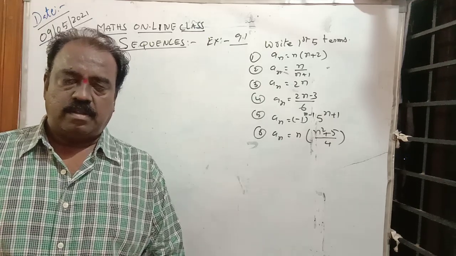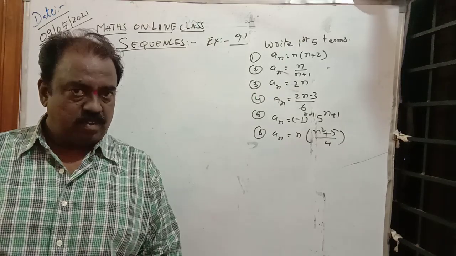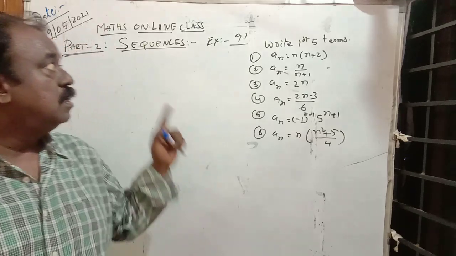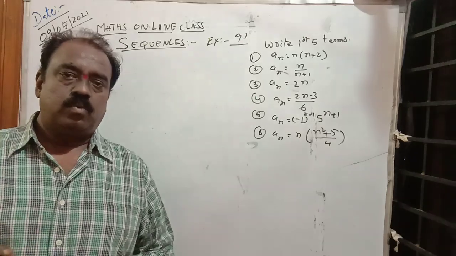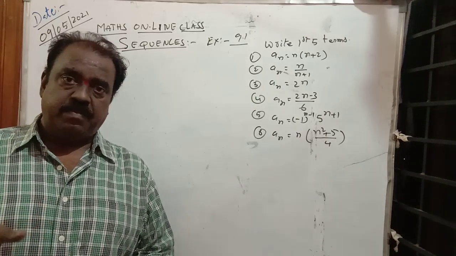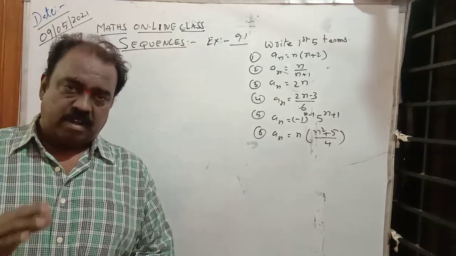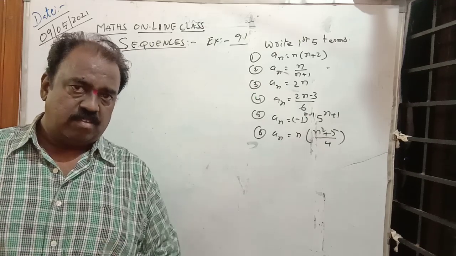This is online classes. We are in the chapter sequences and series. The previous first part, this is second part. In the first part, I taught you the definition of sequence and series, the difference between series and sequences, and examples and a general form of sequence or series, and one example also is given.